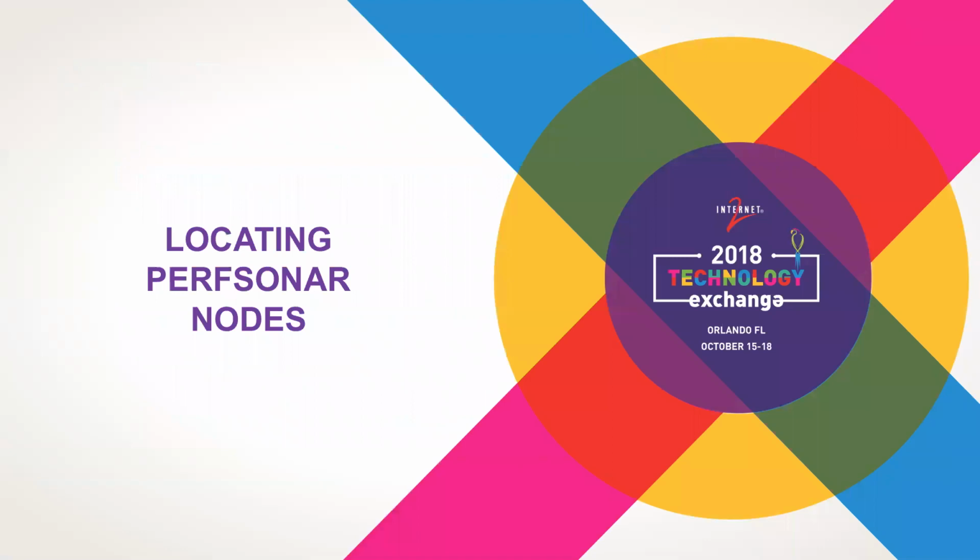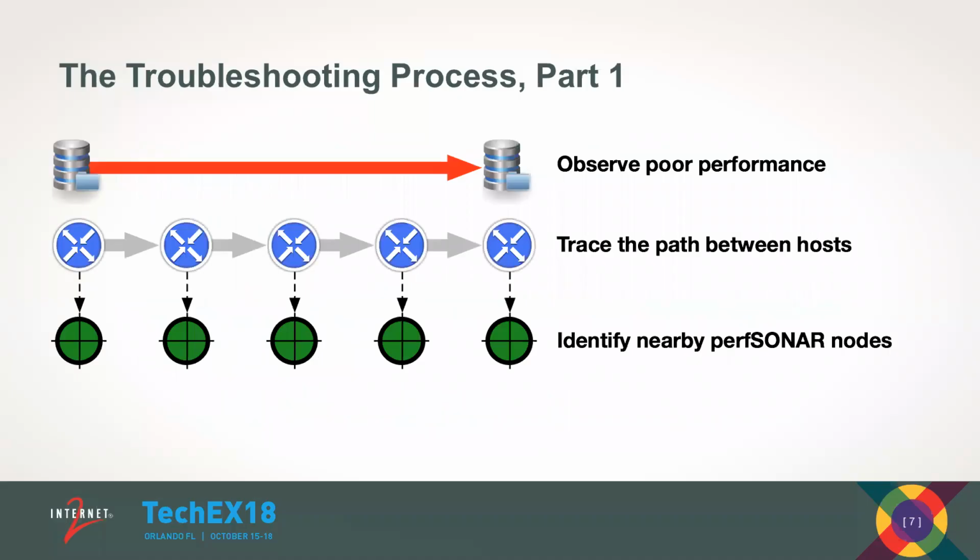So I'm actually going to cover the second topic first, which is how to locate perfSONAR nodes, because that is actually sort of an important part of the process. Most of the time when you do troubleshooting, the first part of it is usually that you observe poor performance, or there's really nothing needed to troubleshoot. And then you'll usually do something like trace the path between the hosts and go figure out which perfSONAR nodes you're gonna go hit along the way to figure out where the problem is.